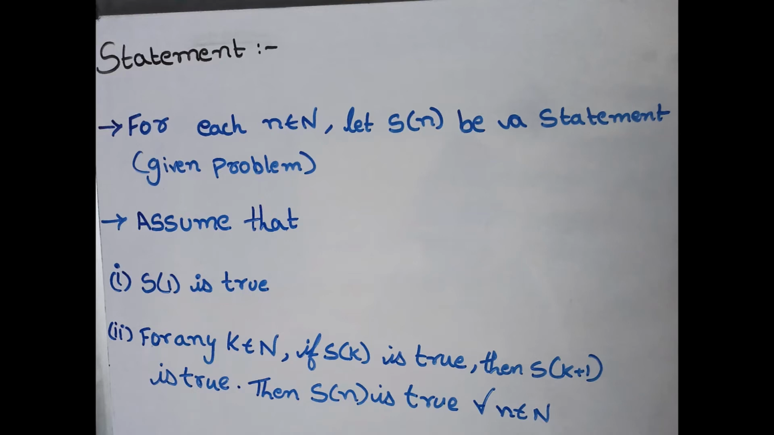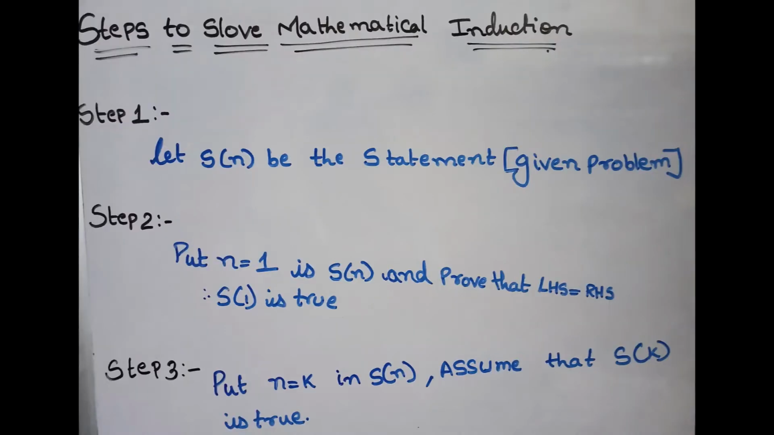Now we will discuss the steps to solve the mathematical induction. Step 1. Let S of n be the statement, the given problem. Step 2. Put n is equal to 1 in S of n and prove that LHS is equal to RHS. Therefore, S of 1 is true. Step 3. Put n is equal to k in S of n and assume that S of k is true.